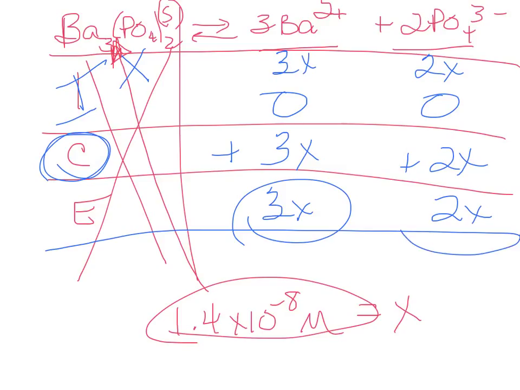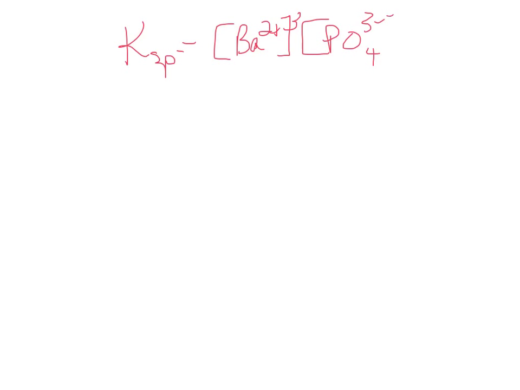But now I know something about X, okay? I know that X is 1.4 times 10 to the minus 8. So I'm going to go back to my equilibrium constant expression, and I'm going to plug in these values and you'll see how we work it out. All right, so our equilibrium expression looks like this. I'm going to go ahead and plug the X values in just so you can see how you work out the math here.